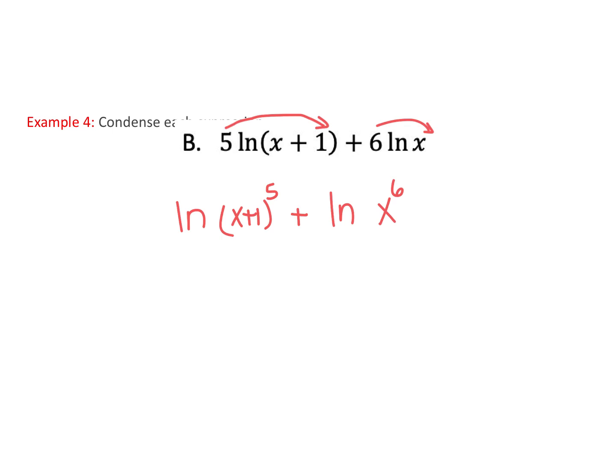And now I have logs with the same base, because the base would be e, natural log here. So it's addition, so that would be my product rule, where I keep my same base, keep that ln, and it would be the same as multiplying together here. So it would be x plus 1 to the 5th times x to the 6th. There would be my whole argument.